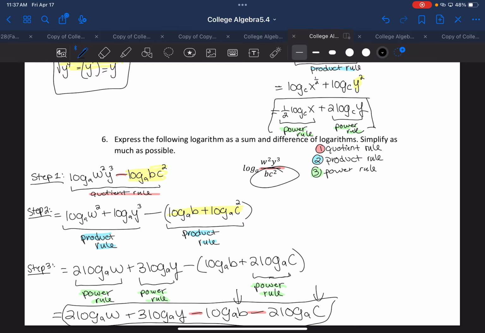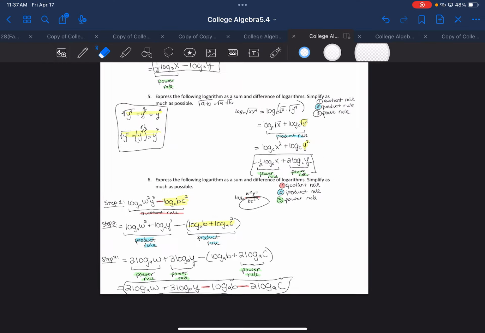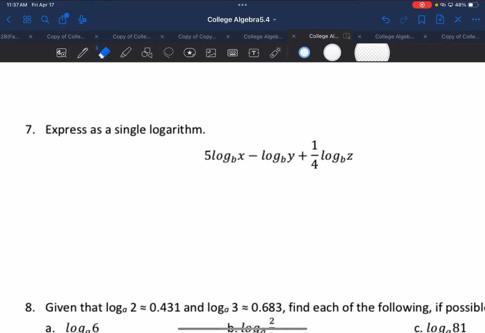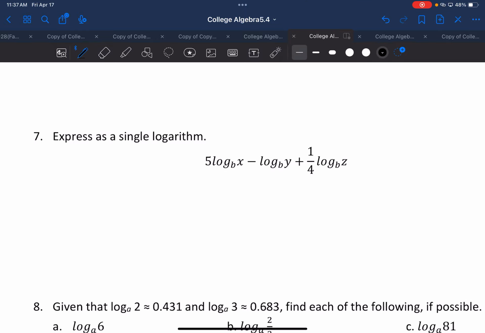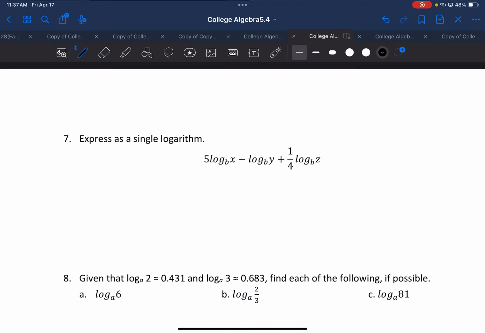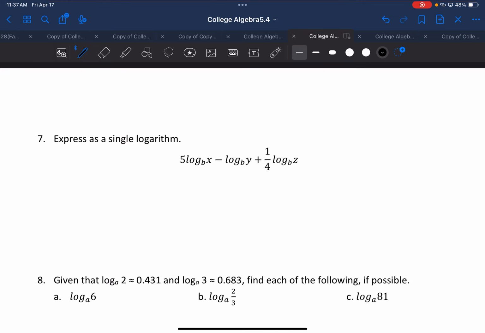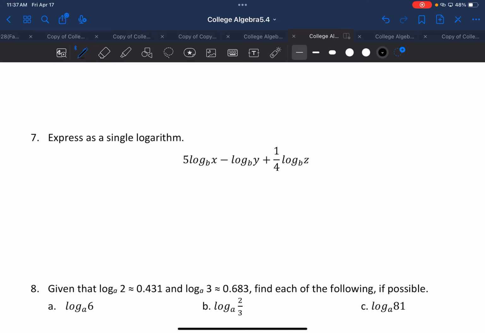Okay, but anyways, so let's do an example. Okay, it's not that bad. Okay, so when you go backwards, you kind of do these steps backwards. So now we're going to do the power rule first, then the product rule, and then the quotient rule last.